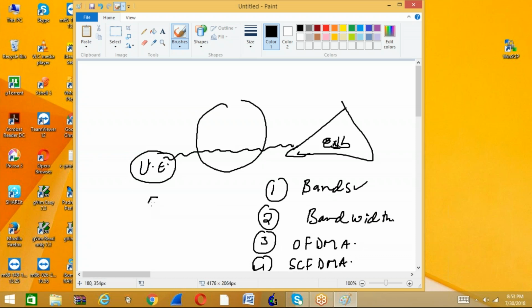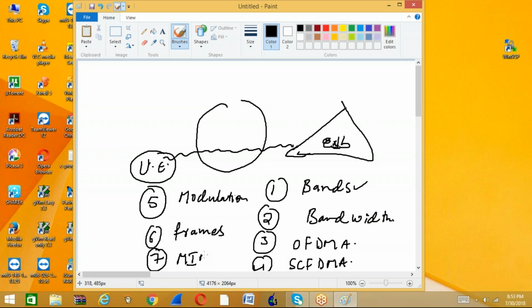The fifth part is, uh, body ration. The sixth part is frames. The seventh part is MIMO. Okay, the seventh part is MIMO.